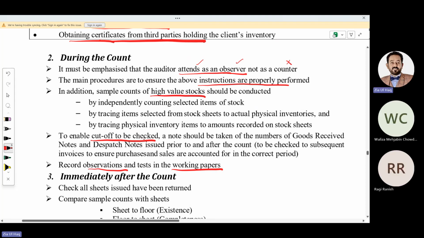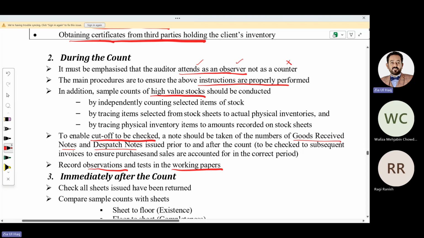We need to perform a cutoff test. Cutoff test means against GDNs and against GRNs, we need to make sure inventory movement is recorded in the correct period. We will trace a sample of GDNs and GRNs raised in the last week of the current period to relevant invoices and ledger balances to ensure inventory movement is recorded in the current period only. And then we will trace a sample of GDNs and GRNs raised in the first week of the next period to relevant invoices and ledger balances to ensure inventory movement is recorded in the next period only. In simple words, perform cutoff testing to ensure GDNs and GRNs have been recorded in their correct period.